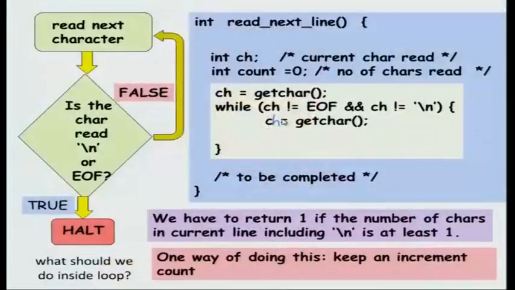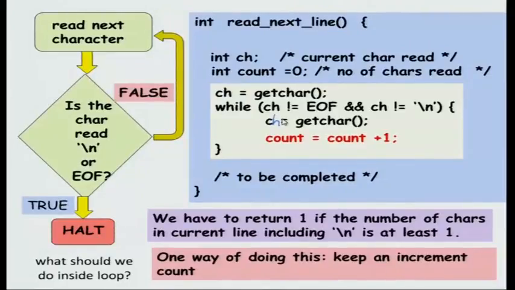So, if there is at least one character which is neither new line nor end of file in that line, we have to return a 1, otherwise let us say we return a 0. Okay. So, one way to do that is to keep a count of the number of characters we have read. For every character read which is neither end of file nor a new line, we will keep a count of characters.